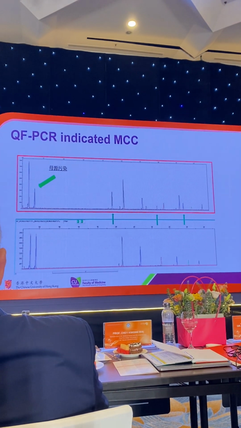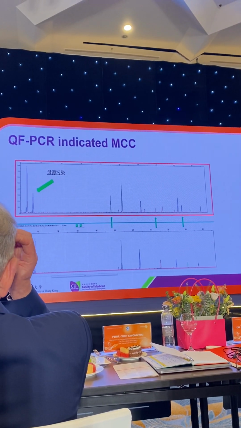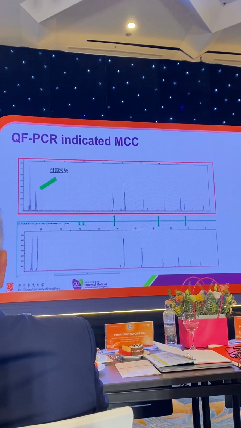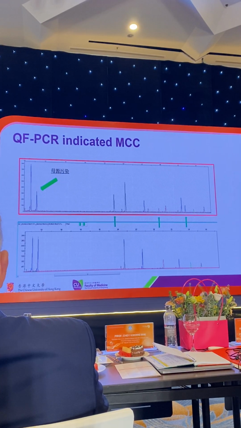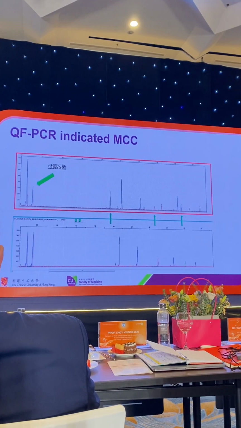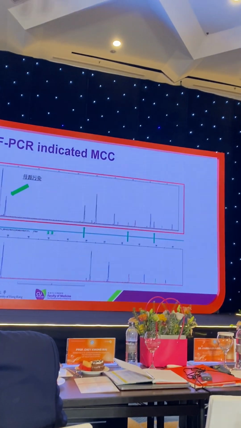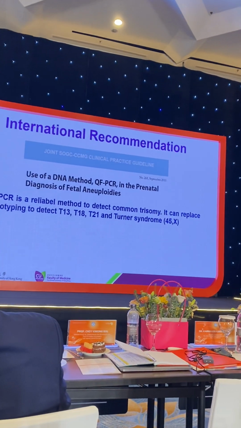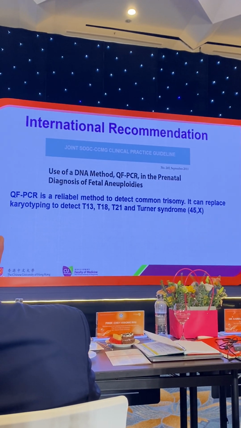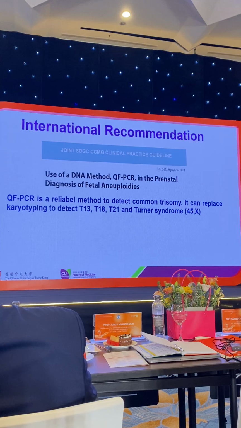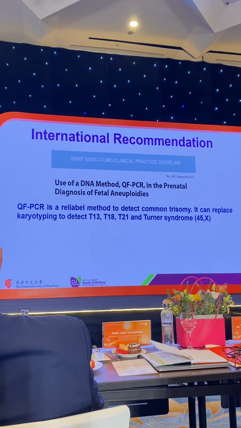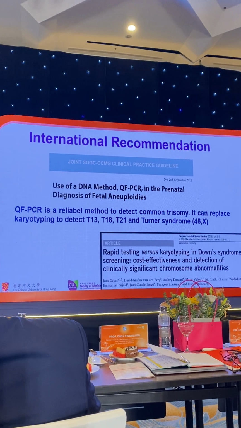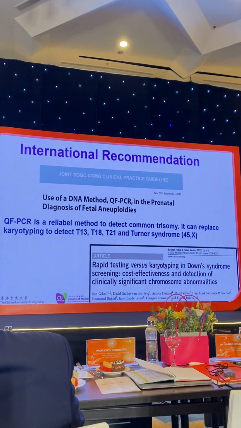So like this one, you can see that the repeat ratio is not equivalent. So we know that there's a possibility of maternal contamination. Of course, the next level, it could be a mosaic Turner as well in a male fetus. But I mean, that's the next level. What I want to show you is that qPCR is really a good method, right? It's a reliable method to detect common trisomy, and it can be based on karyotyping to detect trisomy 13, 18, 21, and Turner. And that has already been a recommendation for more than 20 years.